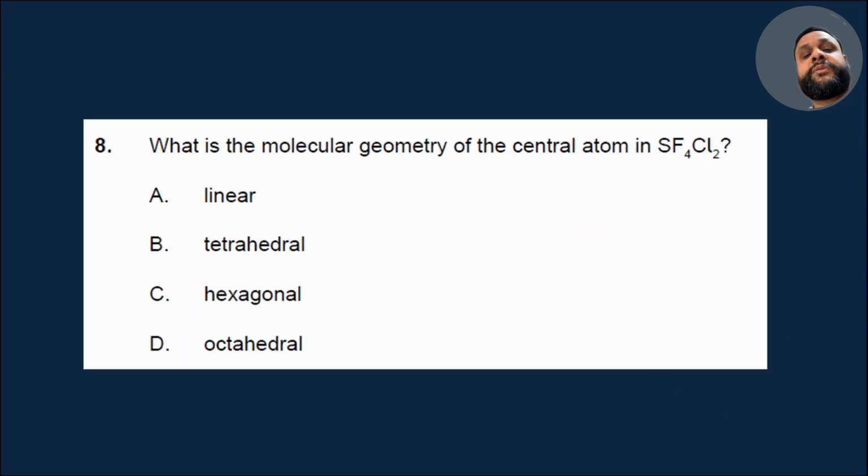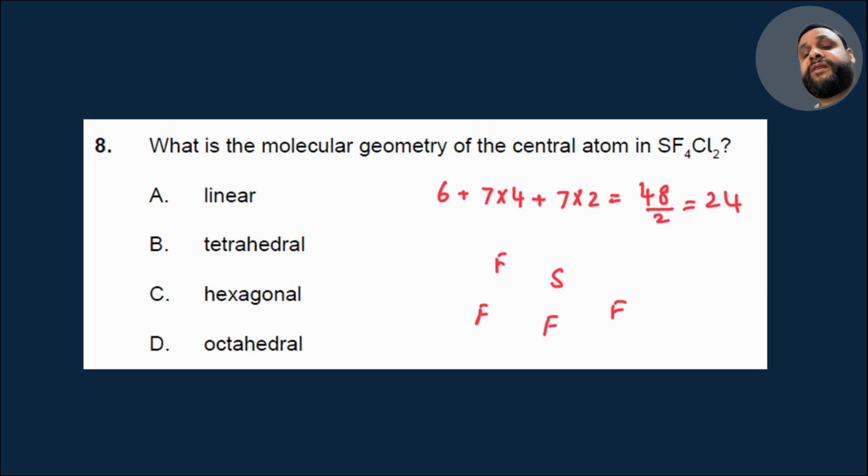What is the molecular geometry of the central atom in SF4Cl2? So let's draw the Lewis structure first. So sulfur has 6 valence electrons, plus each fluorine has 7 times 4, plus each chlorine has 7 times 2. So if we add them together, I will have 48 electrons. If I divide that by 2, I will have 24 pairs of electrons. Sulfur is the central atom, so let's put 4 F around, and Cl and that Cl.